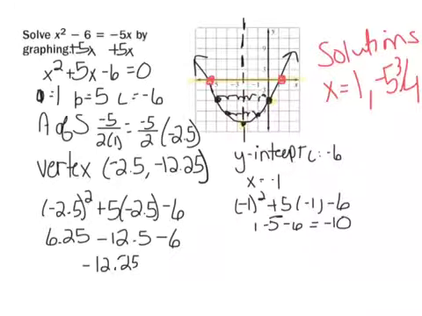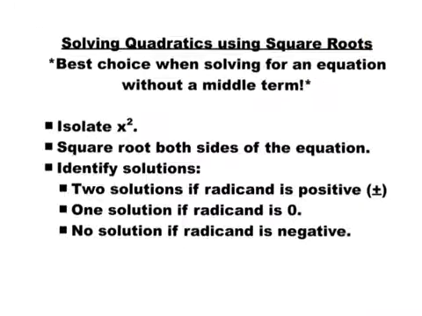Okay, so the other option we're going to learn is solving by using square roots. And this one's kind of like lesson 9.1, where you can only use it when you are solving an equation that doesn't have that middle term. Solving without that bx term. What you do to use this method is you isolate x squared. So now we're no longer setting it equal to 0, but we are getting that x squared by itself on a single side.